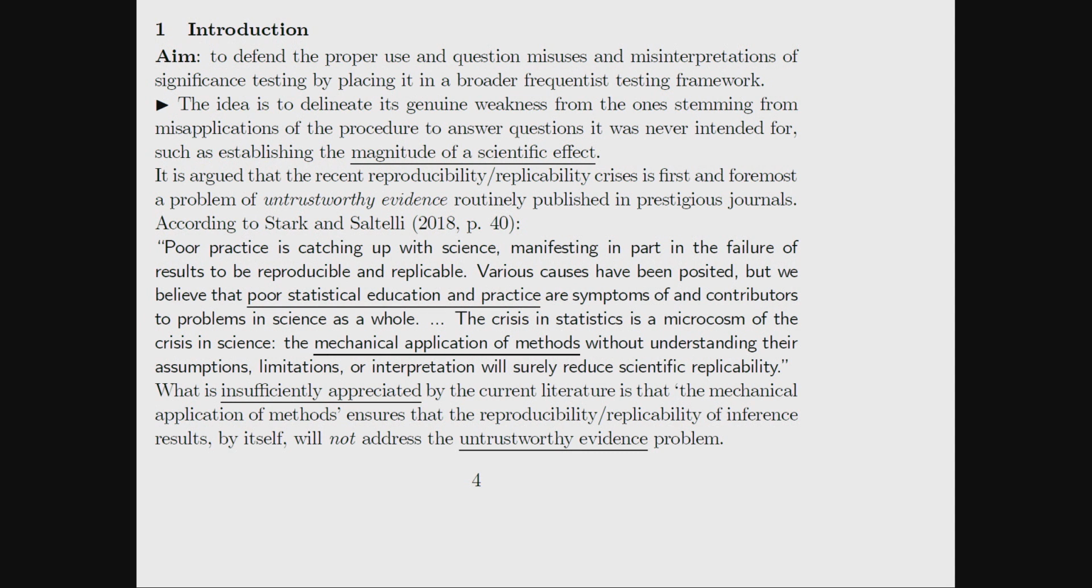So here I have a quotation from a very recent paper in an RSS journal, which basically says, the crisis in statistics is a microcosm of the crisis in science. It's the mechanical application of methods without understanding their assumptions, limitations, or interpretation will surely reduce scientific replicability. And I totally agree with that. I will go a step further. I will argue that a lot of bad evidence are easily reproducible and replicable.